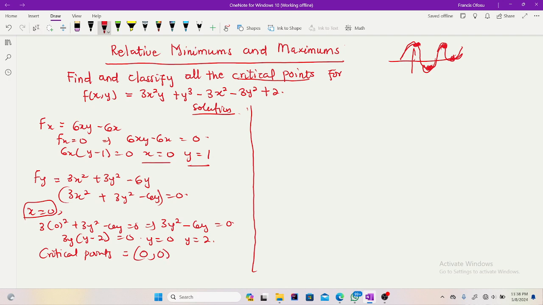That is one critical point. I can also have x = 0 and y = 2. So these are two critical points I have found here.